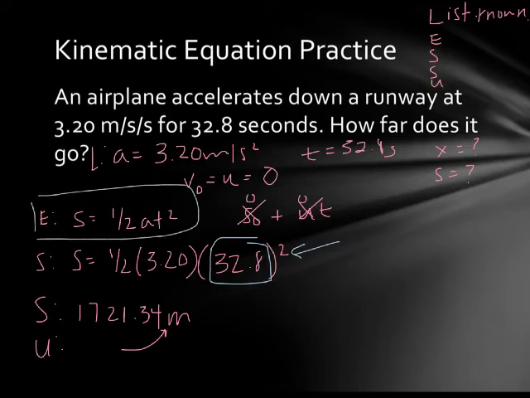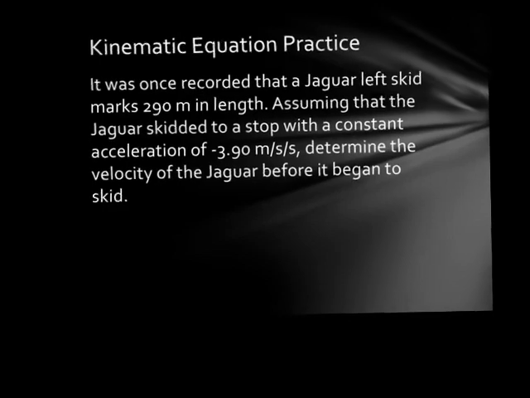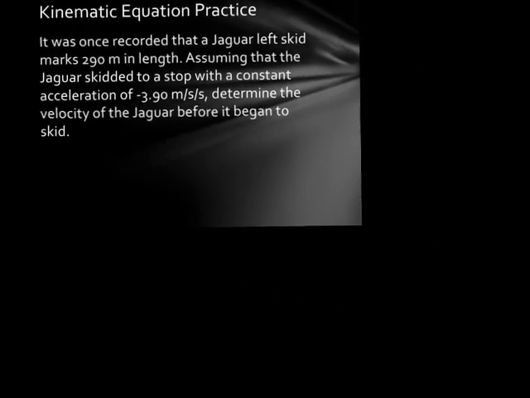So if you're given a time, use the equation that includes time. Here's an example of something that doesn't include a time. It was once recorded that a Jaguar left skid marks 290 meters in length. Assume that the Jaguar skidded to a stop with a constant acceleration of negative 3.9 meters per second squared. Determine the velocity of the Jaguar before it began to skid.